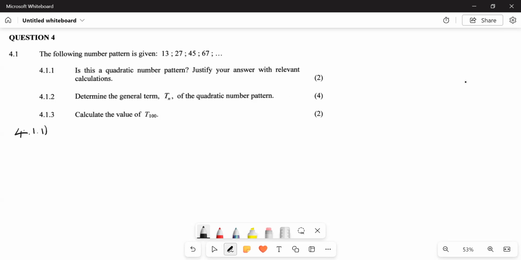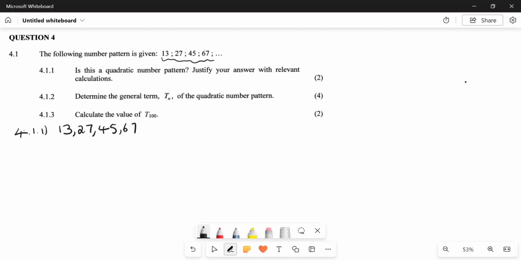So a quadratic pattern has a second difference. So we need to determine whether this pattern has a second difference. If it has a second difference, then we can conclude that it is indeed a quadratic pattern. So we are given 13, 27, 45, as well as 67, right?